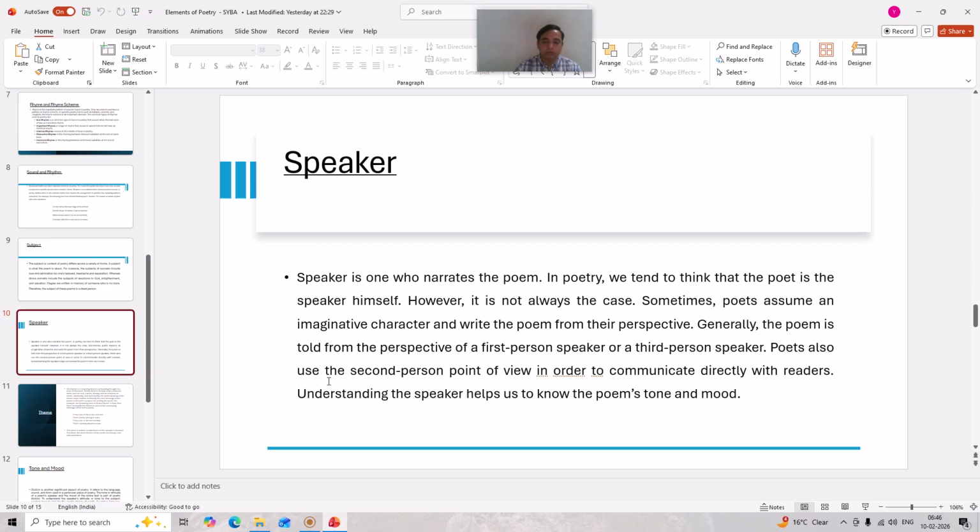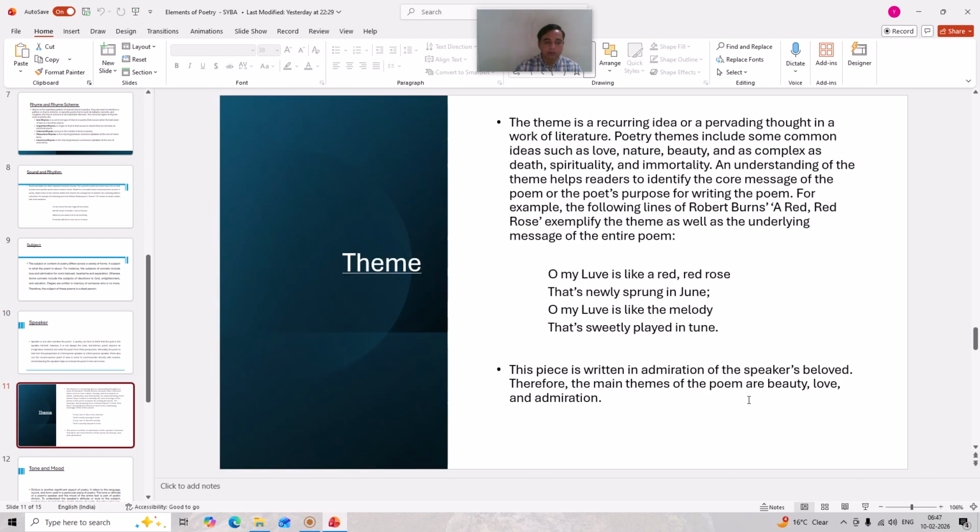Poets also use the second person point of view in order to communicate directly with the readers. Whenever the poets need to communicate directly with the readers, they use the second person's perspective. Understanding the speaker helps us to know the poem's tone and mood, and that is why it is necessary to understand the speaker. Otherwise, one is not able to get the poem's tone and mood. The next element of poetry is theme.